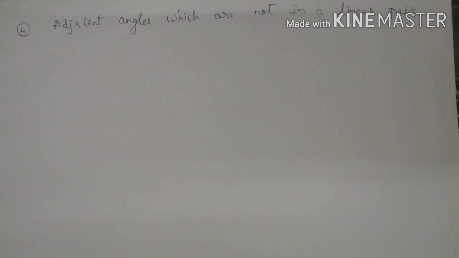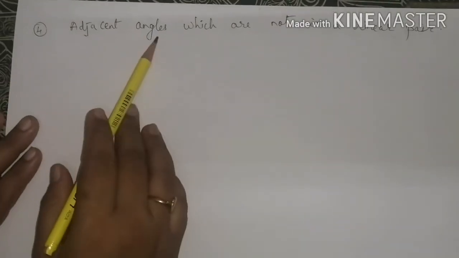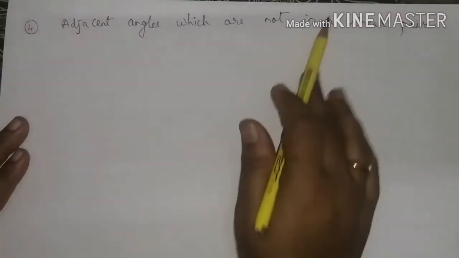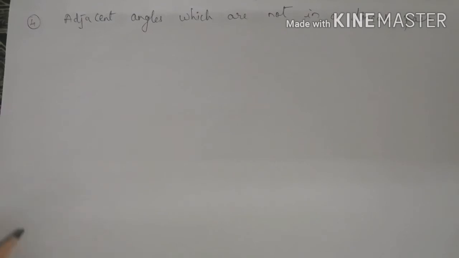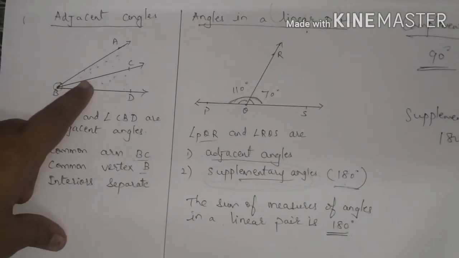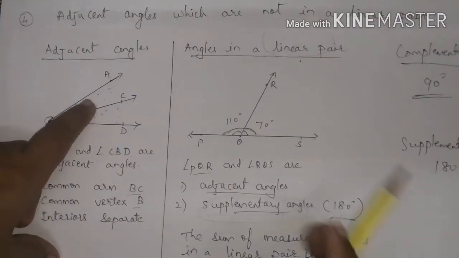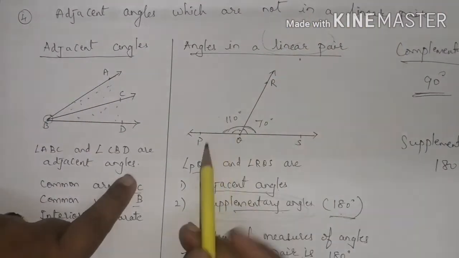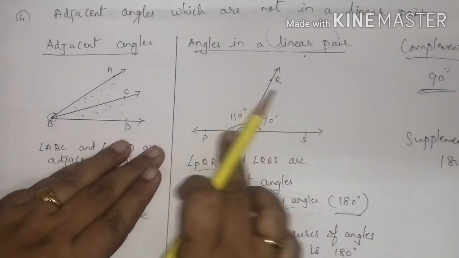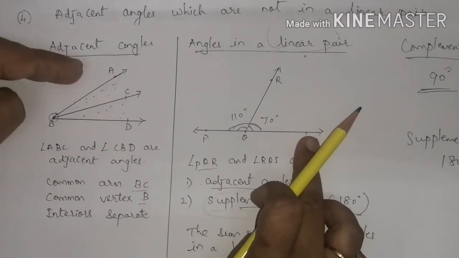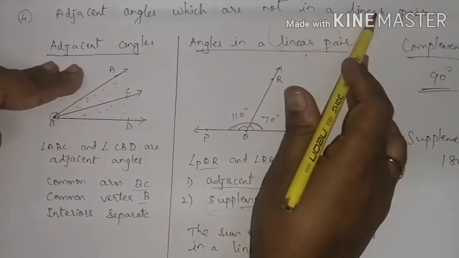Let's move to the fourth one. Fourth one is adjacent angles which are not in a linear pair. We have seen, children, how to draw adjacent angles. I have shown you. These are the adjacent angles. And they should not form a linear pair. So we can't draw them like this. They are also adjacent, but we can't show them on a straight line. We have to draw adjacent angles but which are not in linear pair.